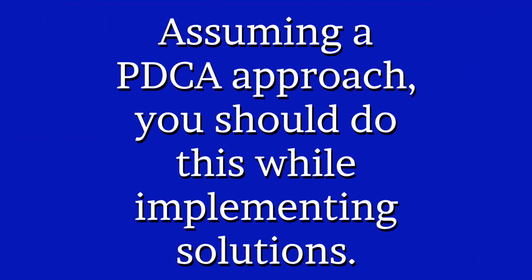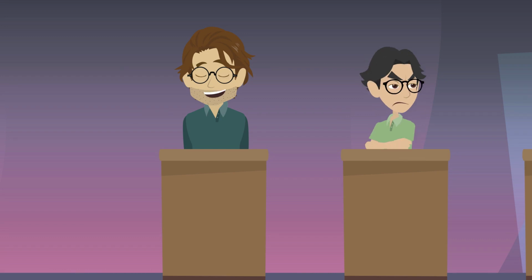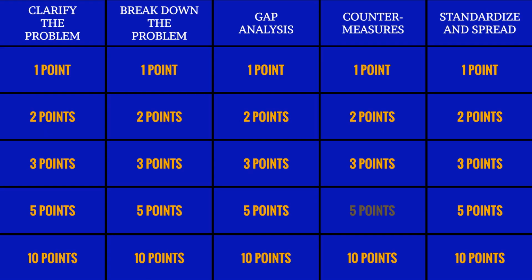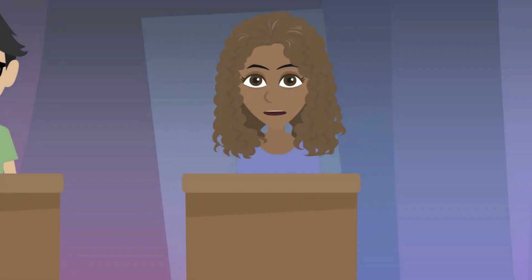Assuming a PDCA approach, you should do this while implementing solutions. What is check effectiveness and adjust as necessary? A problem is defined as the gap between a current condition and this. What is a target condition or standard?